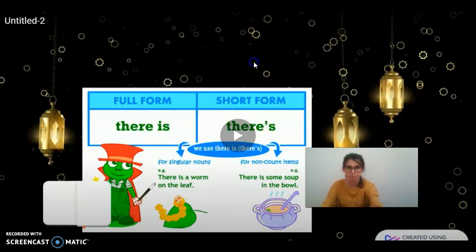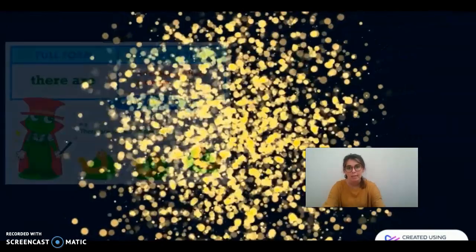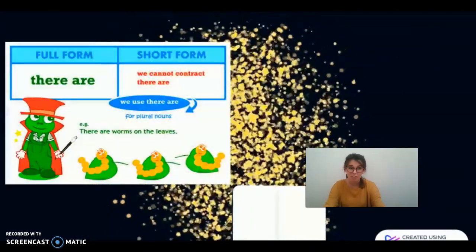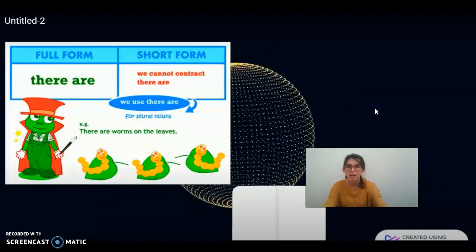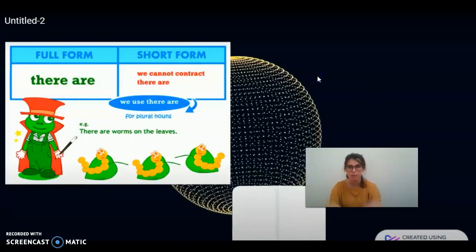In the case of there are, you cannot abbreviate. So there are. There are worms on the leaves. There are two notebooks. There are. No abbreviation possible. There is no short version.